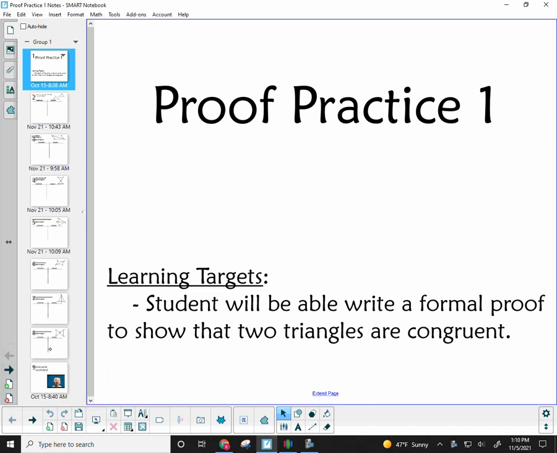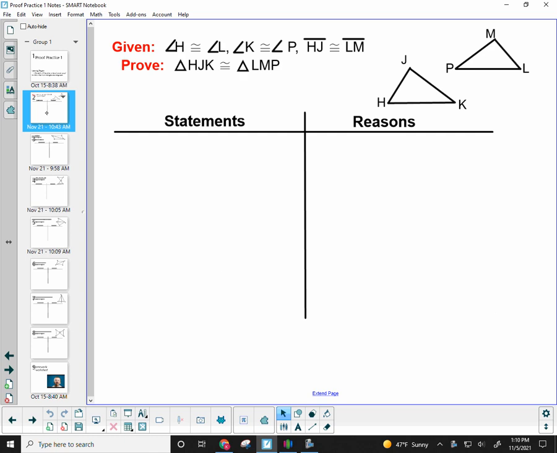Okay, so we're going to be working on proving that triangles are congruent. So we're going to build from what we started yesterday. Just like any other proof we've done, we start with a given statement and a proof statement, and we have a figure.